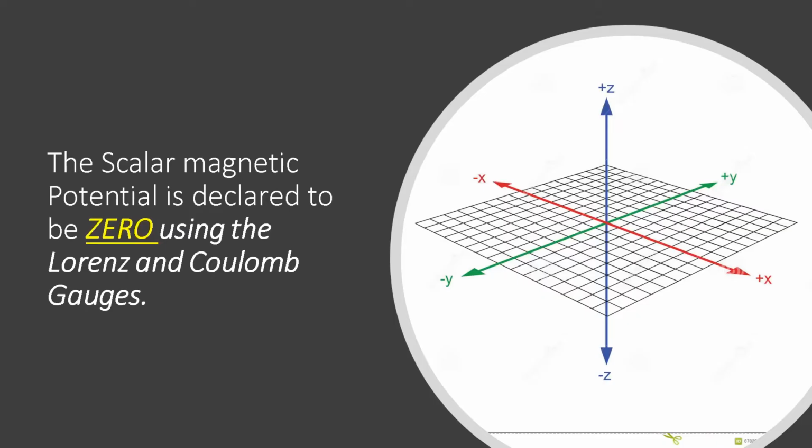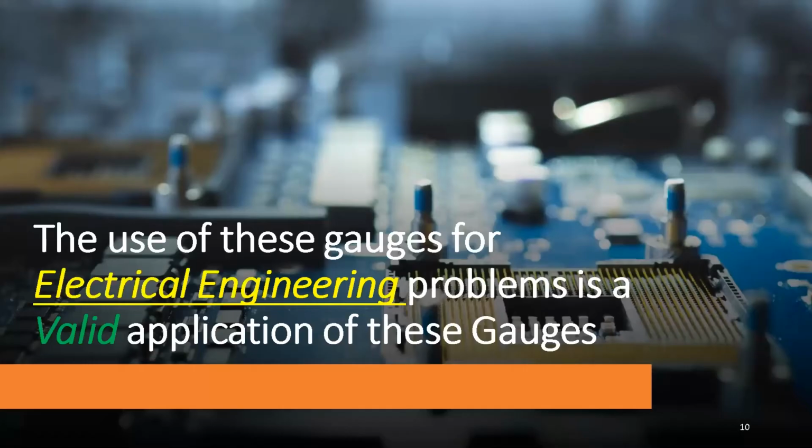Okay, so by applying the gauges, what you're basically saying is the scalar magnetic potential is declared to be zero or a constant using the Lorentz gauge and the Coulomb gauge. So it's just basically flat. So that's saying the whole universe, or at least the universe around us, has the magnetic scalar potential at the same value, or it's flat. And these gauges are acceptable for electrical engineering because electrical engineers don't see the effects of this scalar. Of course, it's not valid to just use these gauges for physics, and that's the problem here.